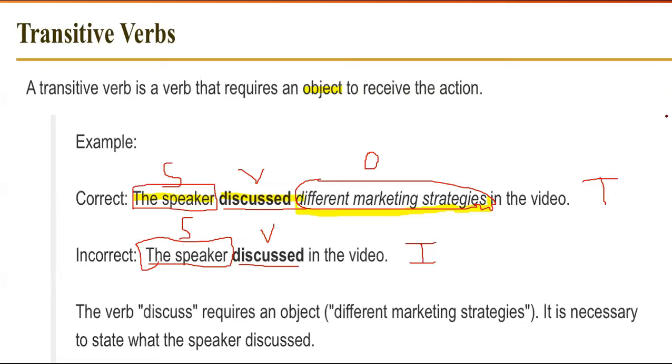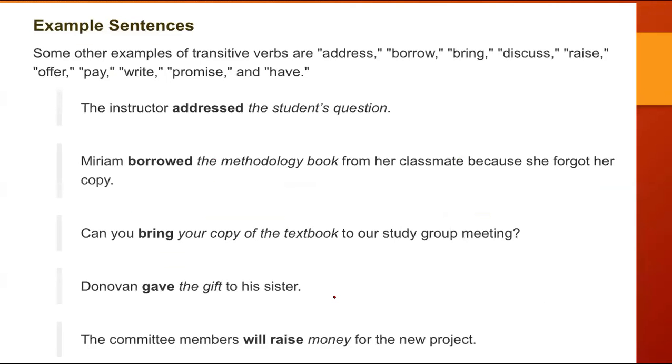So this is basically how you're going to be working with the classwork. But we're going to see another thing. We have another example here. Swami, please help me with the first one. Label the first one, please. The first sentence: the instructor addressed the student's question.